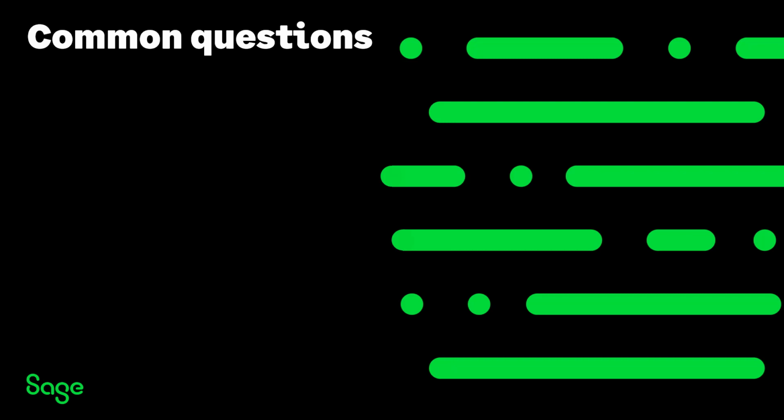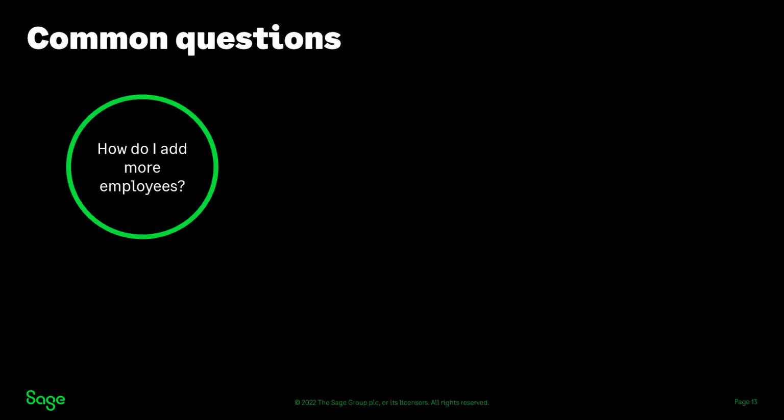We'll now go through a few common questions and answers. The first one is, how do I add more employees to my subscription? And as we showed you earlier, you would do this from the drop down at the top and click on Manage Business Account. That will take you to the business management area. You can click on Subscription and Invoices and manage your subscription from here.